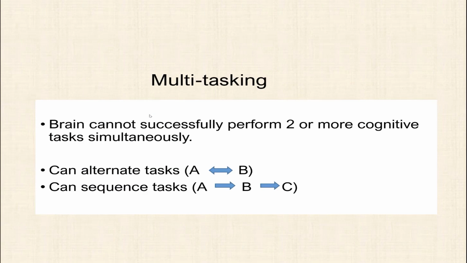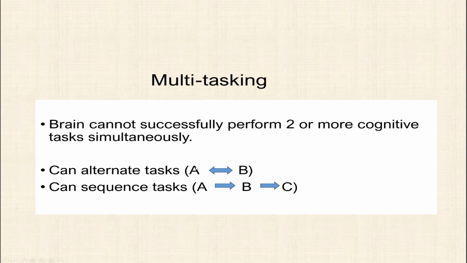But students also think they can multitask, but the brain cannot successfully perform 2 or more cognitive tasks simultaneously. It just doesn't do it. What happens is, and I know some students can do this, they can watch TV and study, and they go really fast. They can alternate real fast between those 2 things. My wife is really good at this.